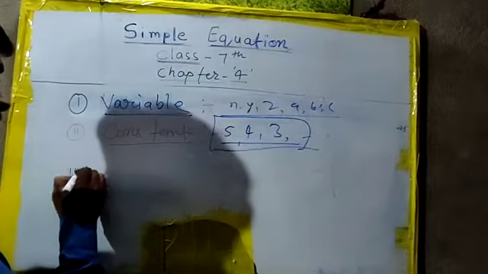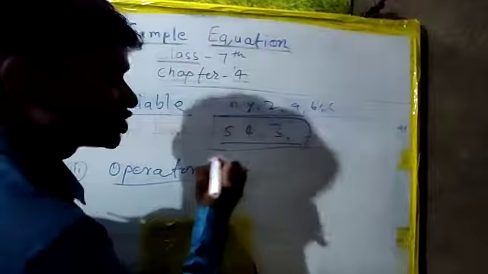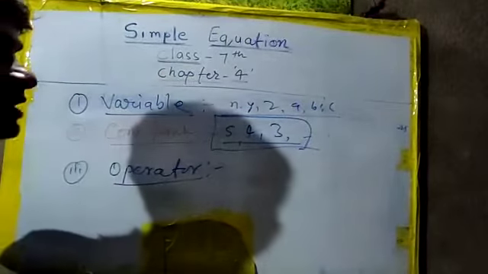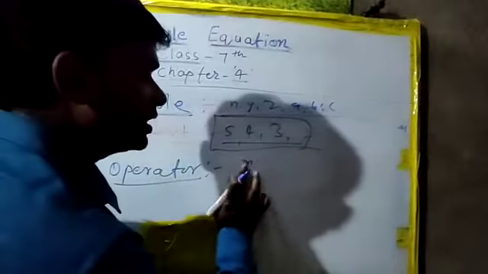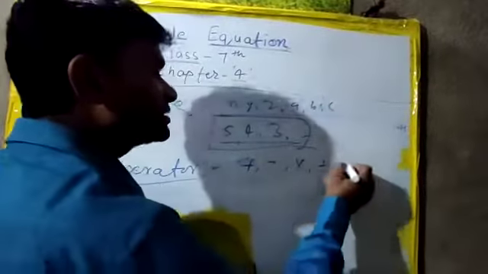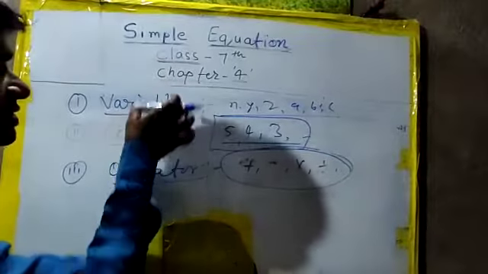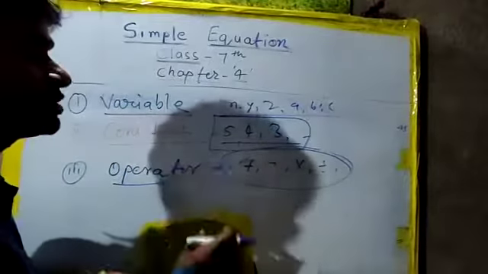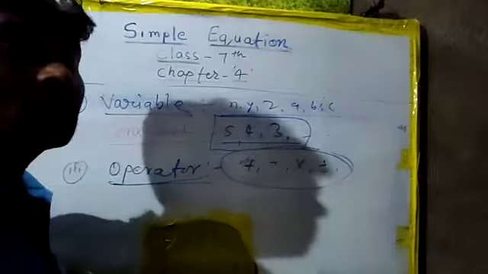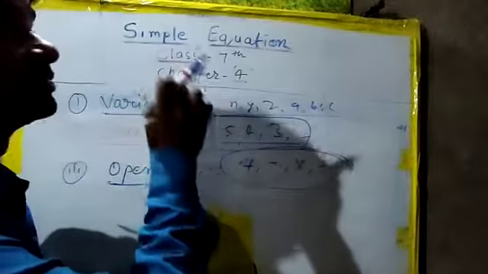And the third one is the operator. What is an operator? An operator is that which makes the relation between variable and constant. Add, plus, minus, multiplication, division: these are the symbols you can see in an equation, which give variables and constants a proper relation through which an equation is formed. This is called the operator. So the operator also plays a very pivotal, crucial role in equations.